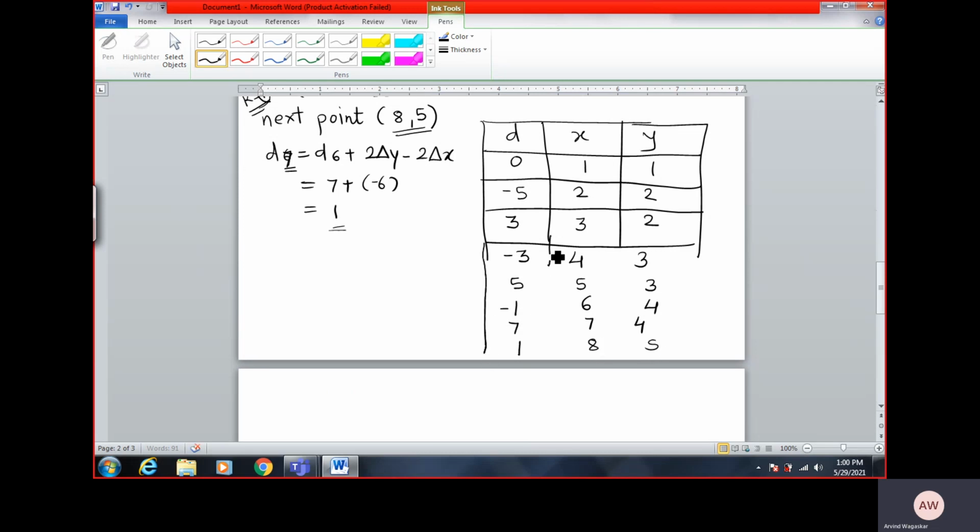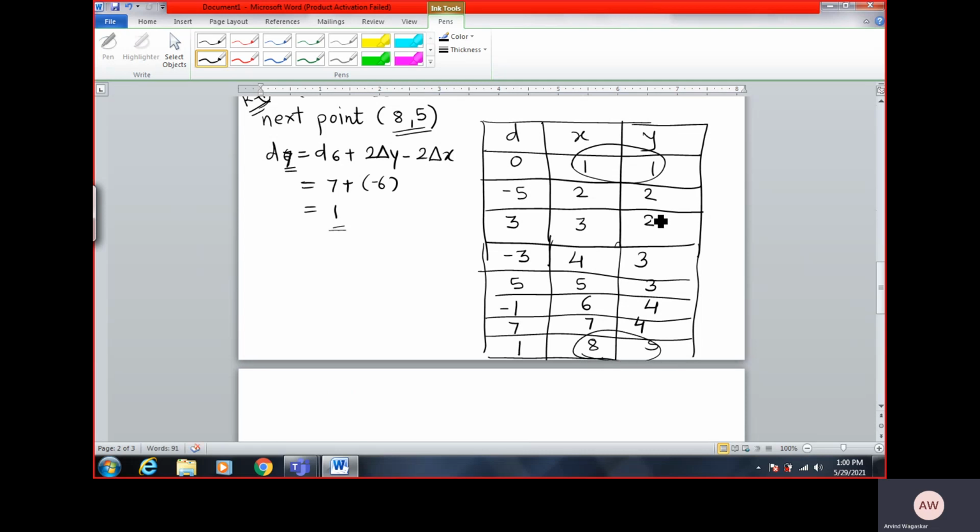Okay, so whatever values we have calculated, I just summarized into this table. So this is the final answer. So we have found different points from point 1, 1 up to point 8, 5. So these are the different points. I hope you have understood.